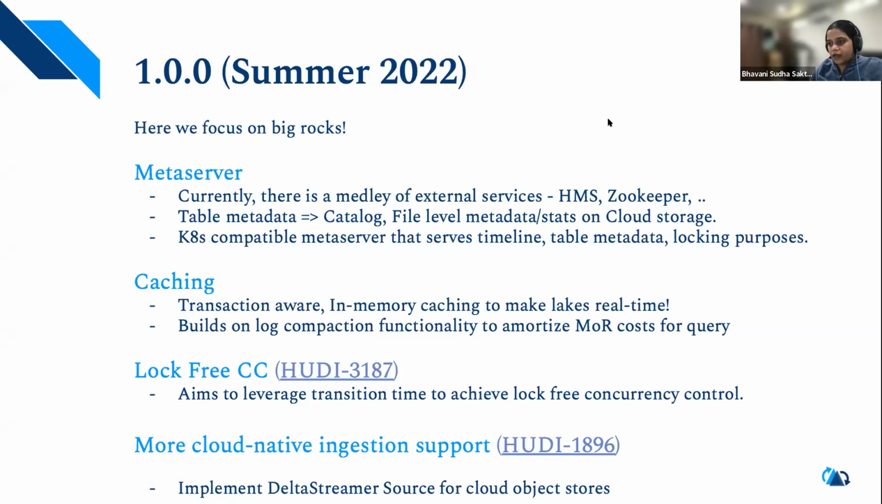We can also expect more cloud native ingestion support in Delta Streamer for other cloud object stores. We have this implemented for S3 already. This area would focus on GCP, Azure, and other cloud stores.